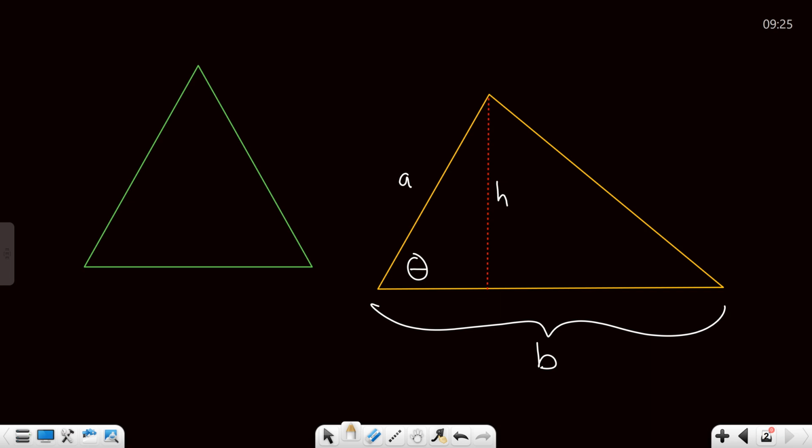A is bigger than H. Yes, that's a true statement. Why? Because it's a right triangle, and A is the hypotenuse. Sorry, I forgot to do that. Okay. A is bigger than H. Good. What other relationships are there between A and H?